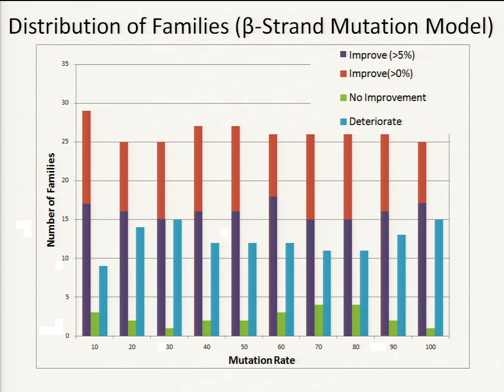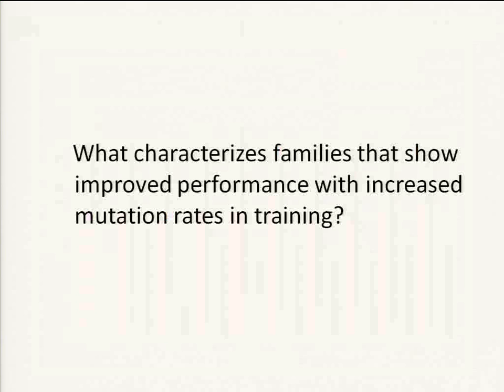Our beta strand mutation model is also similar, and the families that improve are higher than those that deteriorate.